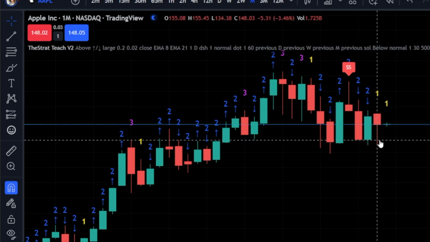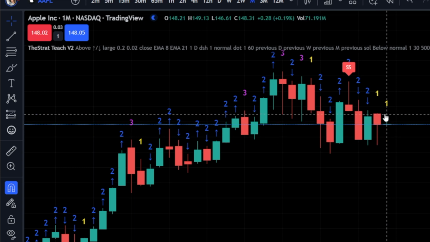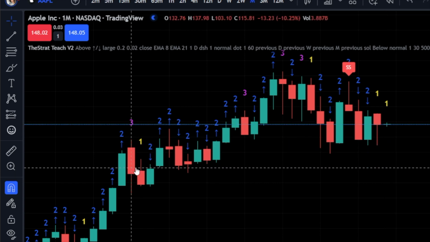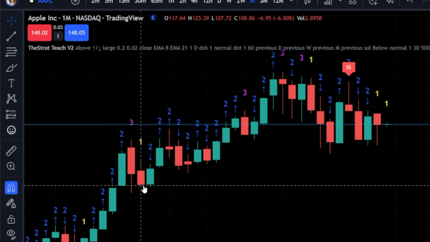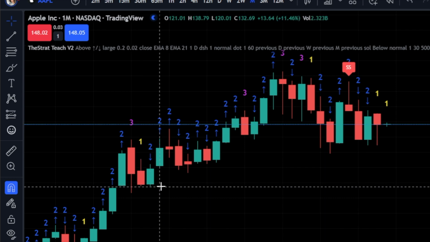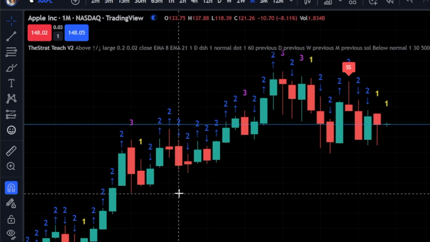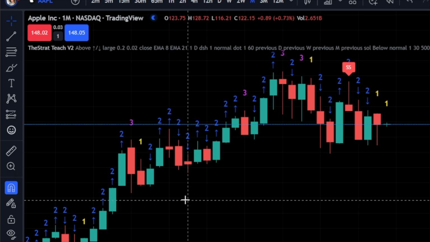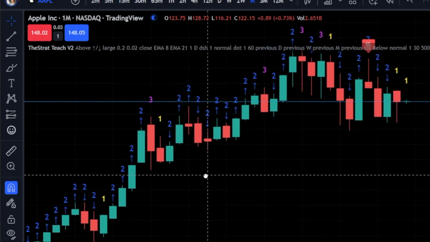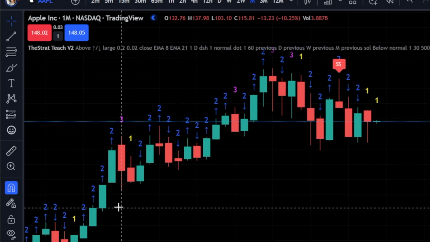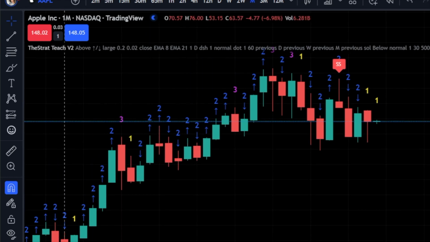Inside bars are great because they are usually resting bars, and you can figure out which direction it's going to go after that to see whether it's a reversal or continuation, that type of thing. It kind of depends on where the inside bar is at for you to decide how you want to make your move. For instance, with Apple, we were on an uptrend here.